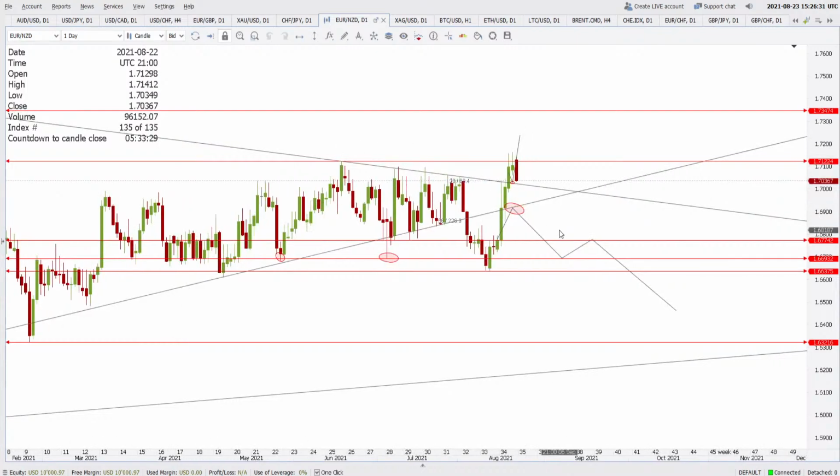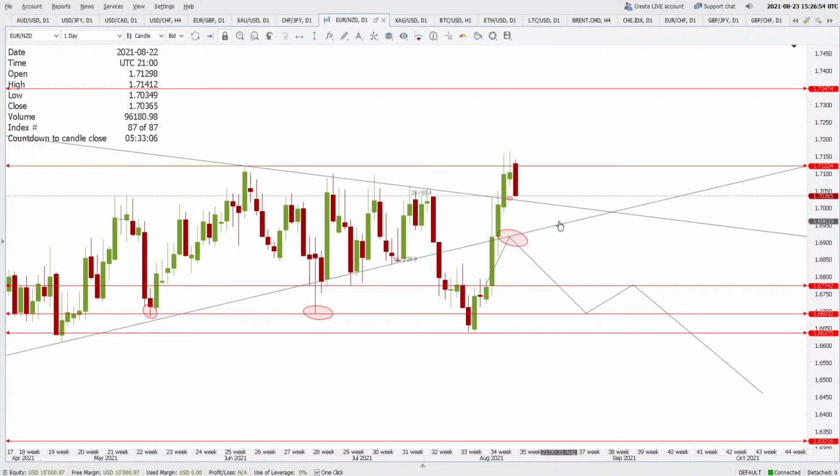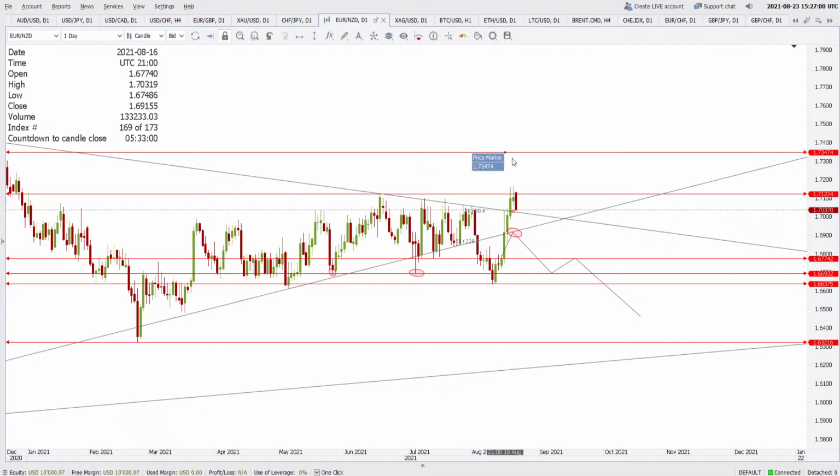Talking about the Euro New Zealand, my friend here was a short, and I told him to keep his stop loss above 1.7163, and the high was around 1.71627, you see, and he was out of this position. In fact, I told him to stay in the position but keep a stop loss higher than this, because the targets on the Euro New Zealand on the downside is almost 1.63216, which is huge.